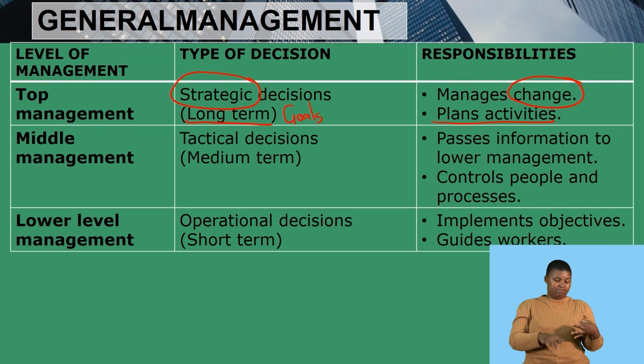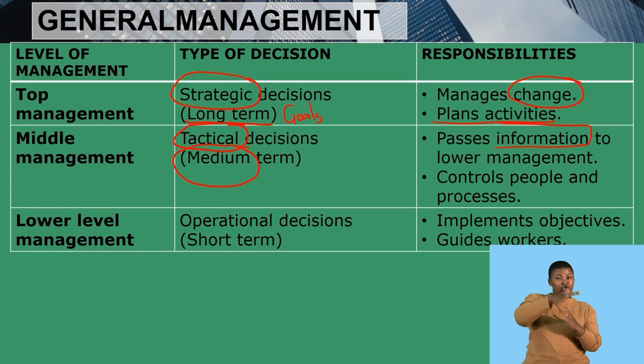Then we have our middle management. Middle management takes the long-term goals of top management and breaks them into medium-term goals. So we talk about them making tactical decisions. They say, how are we going to reach this long-term goal of top management? What they actually do is take the information of the top management, break it up into smaller goals, and give this information to lower management, who will then perform the tasks. So they control the people and the processes in their various departments.